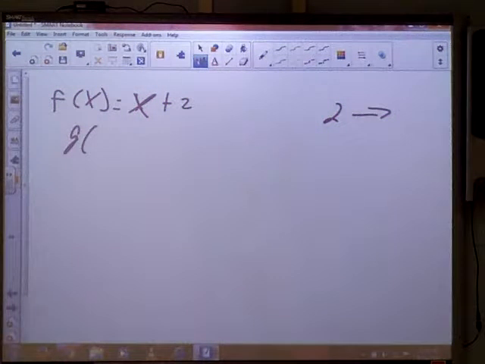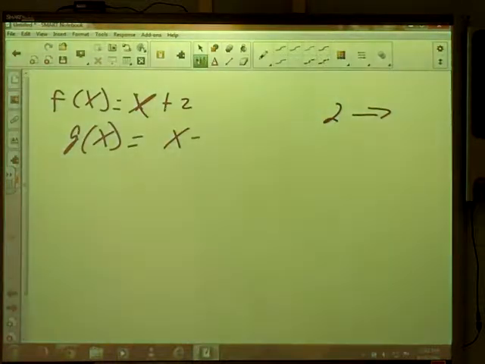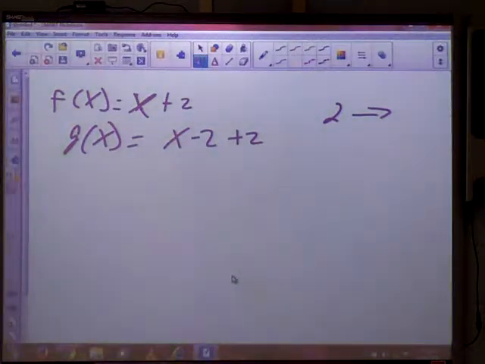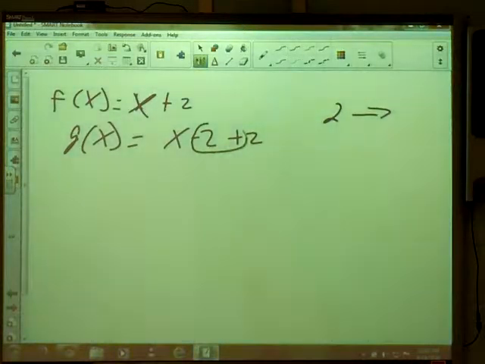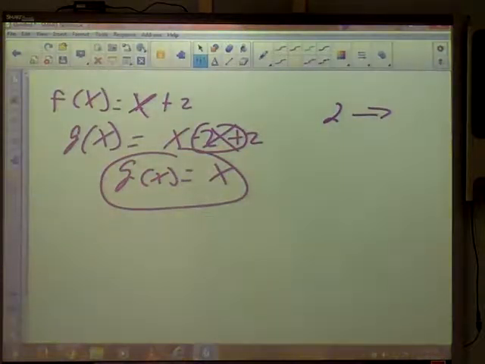I'm going to write this a little bit funny looking to you. g of x equals x, and I'm subtracting 2 from it. Then there's still that plus 2 that's on the end, right? So what does that end up doing to those 2's? Good, they go. -2 and 2 is nothing. So it's just g of x is equal to x. Winner, chicken dinner.